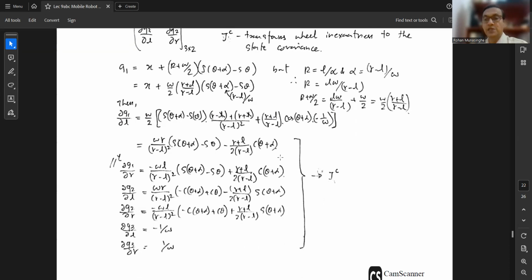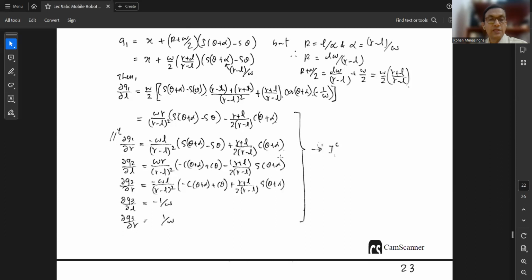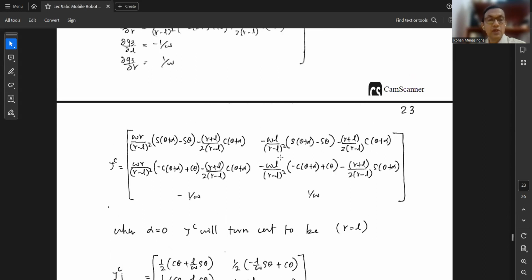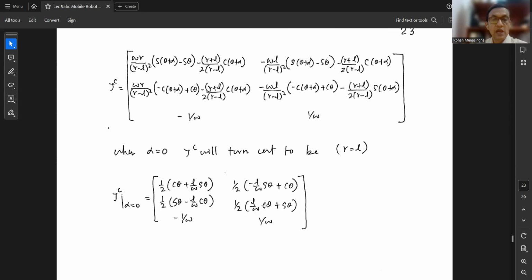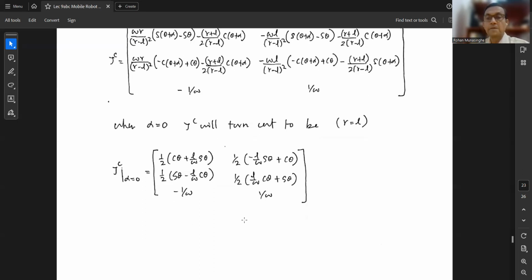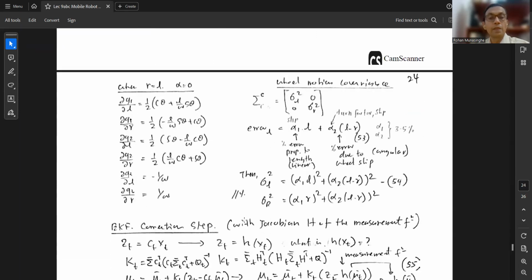This would be a very nice experience for you to refresh your skills on partial differentiation and chain rule, differentiation of a product, and differentiation of a quotient, all of these things. And once you assemble, you get your control Jacobian like this. And when the robot is moving straight, alpha equals 0, and you can write down your control Jacobian in reduced form when the robot is moving straight.